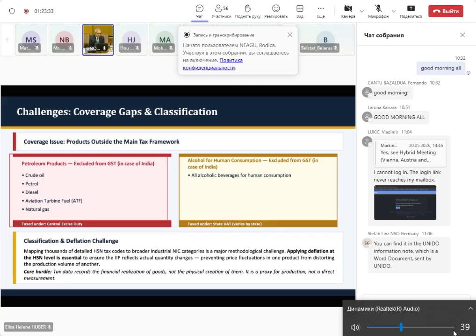Then the next challenge is classification and deflation, which I already mentioned. I have a product code available in terms of HSN in the tax returns. How do I link this product code to industry? That is the first challenge that I have to face. And once that linkage is there, how do I deflate that value into a volume measure? This is another issue that is likely to be faced. That is the core hurdle we have identified: tax records data about the final realization of goods, not the physical creation of them. So it is a proxy for production, but not a direct measurement.